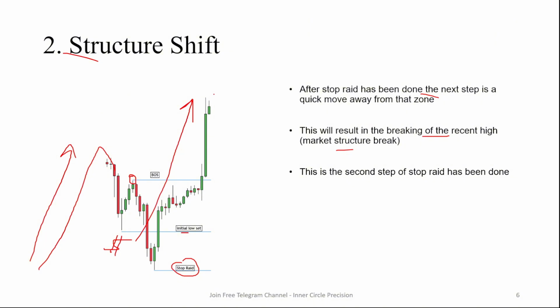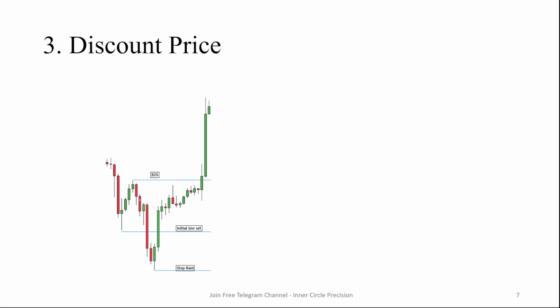What we are now going to do is to actually wait for the market to shift away from that stop raid. Then the next is now the discount price. We know that this particular move away from the stop raid is an impulse to the upside, and what we want to do is to participate within the markets if the price is cheaper or if it comes back to a discounted price. How do we do so?